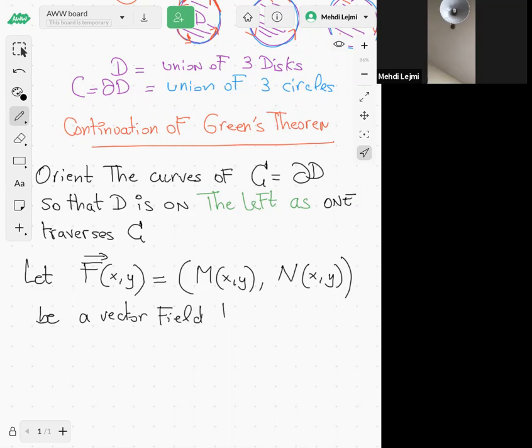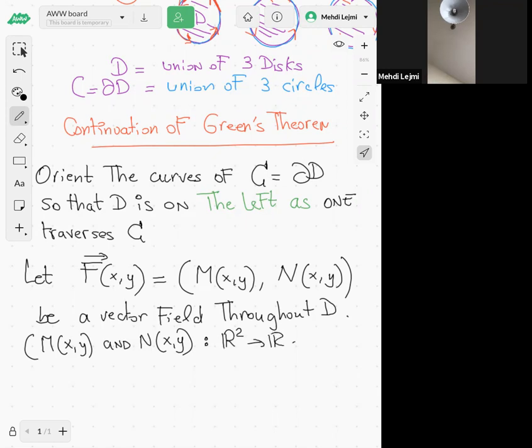Throughout this region D. Again, M of x,y and N of x,y are just functions from R2 to R. Now, what does Green's theorem say?